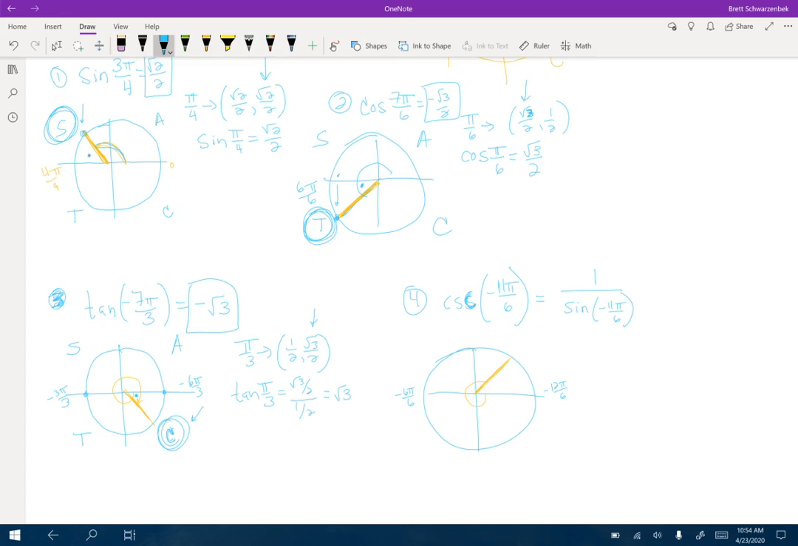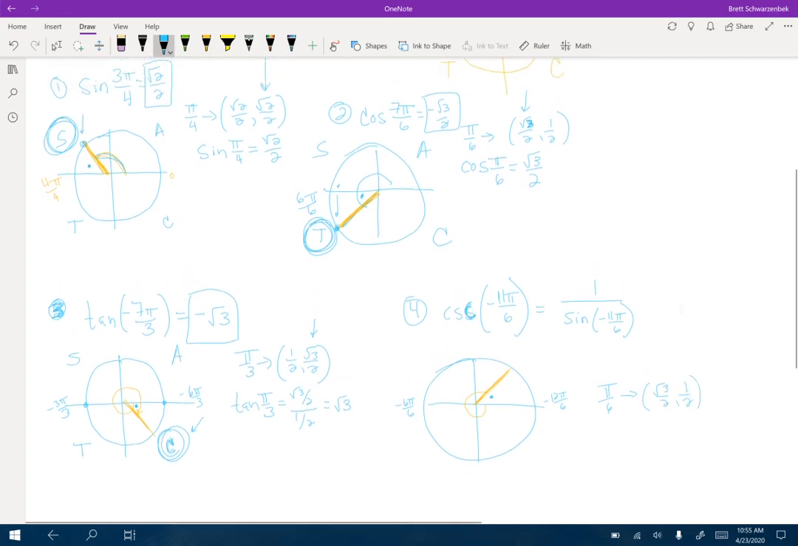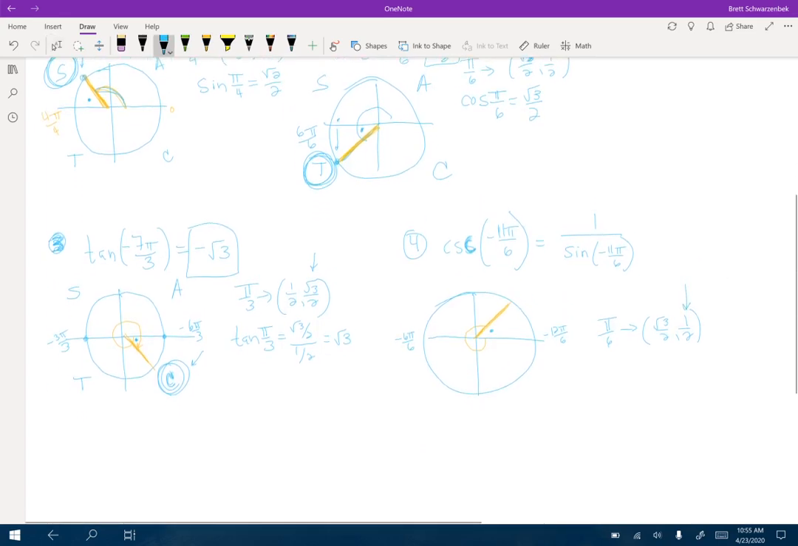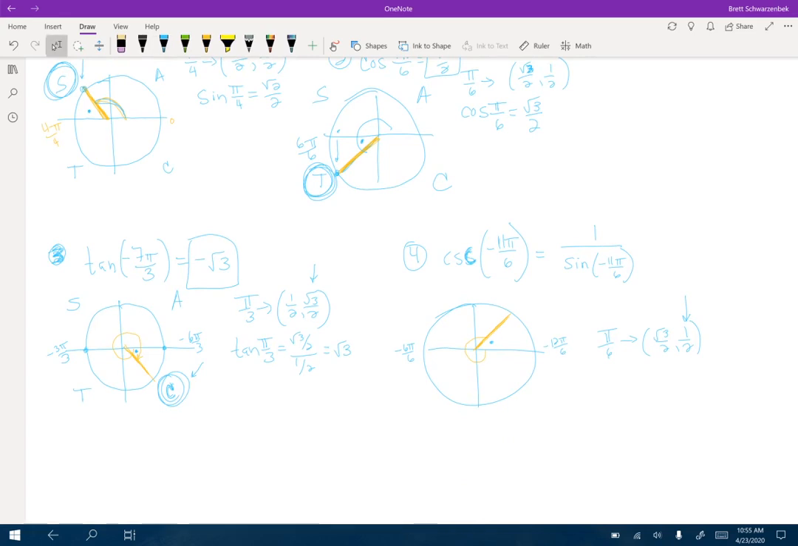So remember, we're dealing with the pi over 6 family. Why? Because this is a pi over 6 reference angle. If that's a pi over 6 family, pi over 6 is going to be root 3 over 2, 1/2. Okay, sine is always going to be the y coordinate. So we're dealing with a half right there, right? So the sine of pi over 6 is equal to a half.